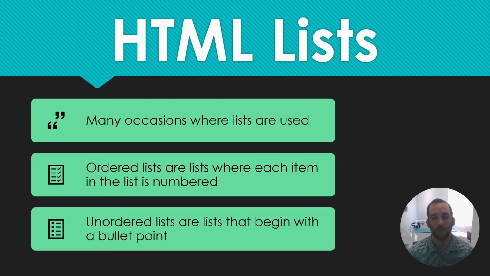In this video, we're going to be talking about HTML lists. Now, there are lots of places in a web page where lists are used, and we're going to go over generally the two most used lists in an HTML web page. Those two are ordered lists, which are generally where each item is numbered in the list. And then there's unordered lists, and that's where you see bullet points for the list, okay?